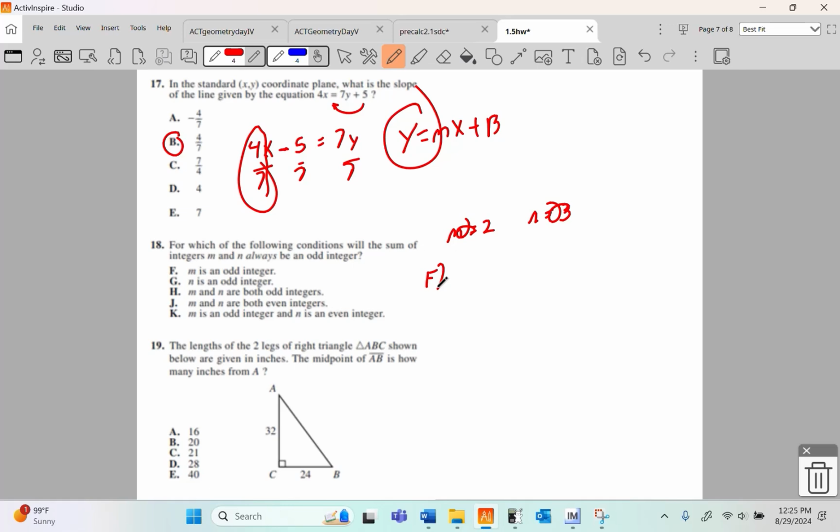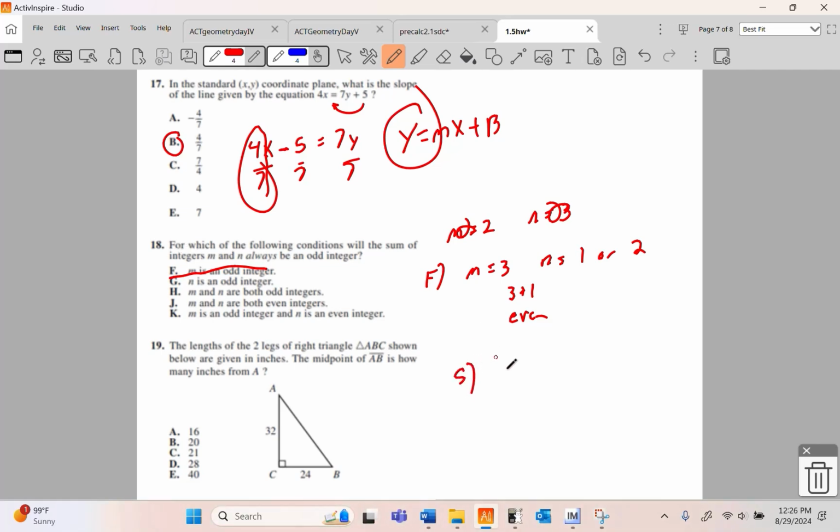It says m is odd. Okay, so maybe m is 3. And it doesn't say what n is. So n could be 1 or n could be 2. It doesn't matter. But 3 plus 1 is even. So this is false.